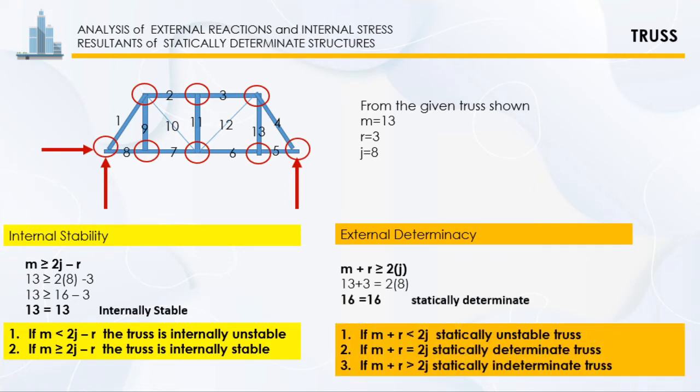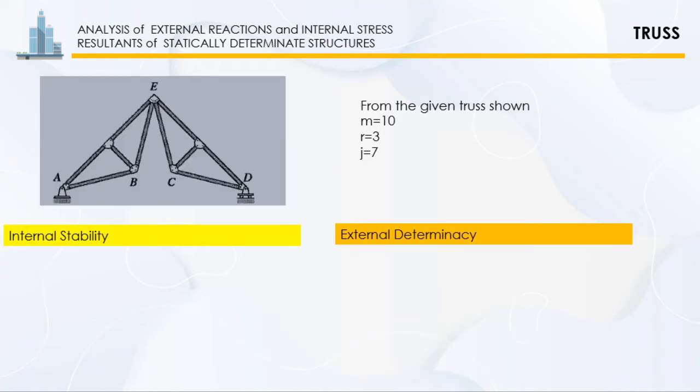So, let's check its external determinacy. For external determinacy, we have M plus R is greater than or equal to 2J. Our members are 13, our reactions are 3, and our joints are 8. Solving this one, we get 16 is equal to 16. So, that means that this given truss is statically determinate.